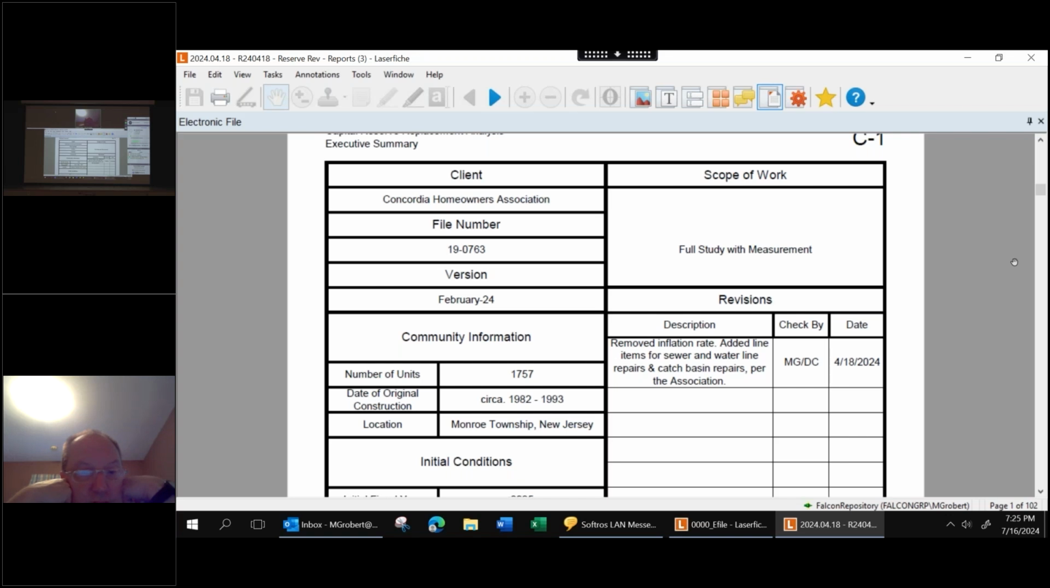There's 1,757 units in your community. It was built over a number of years, roughly 11 years, 1982 to 1993. As you can see on the right here, after we met with the board, we removed inflation rates. They had initially had an inflation rate.